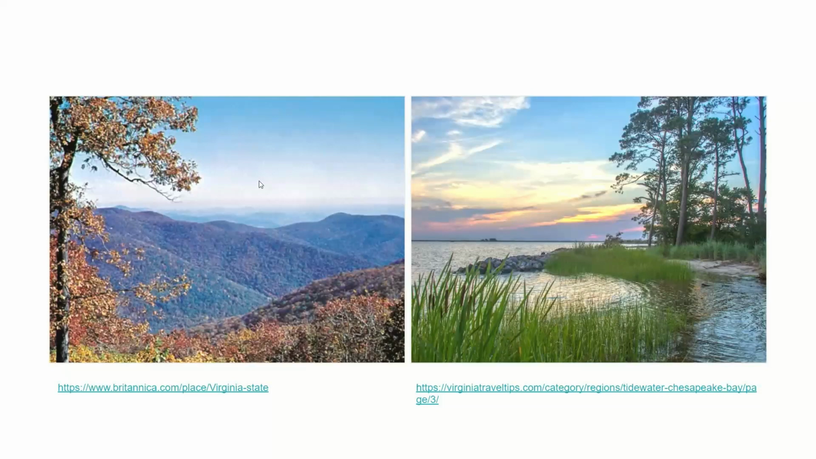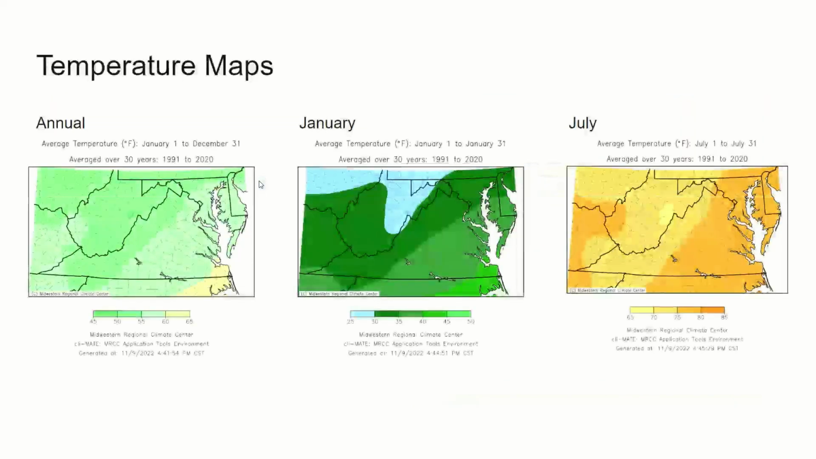Next, here are some pictures of the landscapes that can be found in Virginia. And then let's look at some temperature maps from the Midwestern Regional Climate Center. First, we can look at the annual map, and this shows us that the average temperature in Virginia is usually around 50 to 60 degrees Fahrenheit.